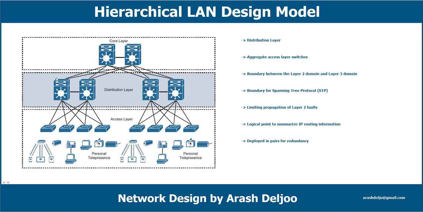On the layer 3 side, with the core layer, this is a logical point to summarize IP routing information. You know that summarizing IP routing information can reduce the IP routing tables of the core layer switch, for easier troubleshooting and reducing resource usage in the core layer switch. After that, in most cases, we deploy the distribution layer switches in pairs for redundancy.